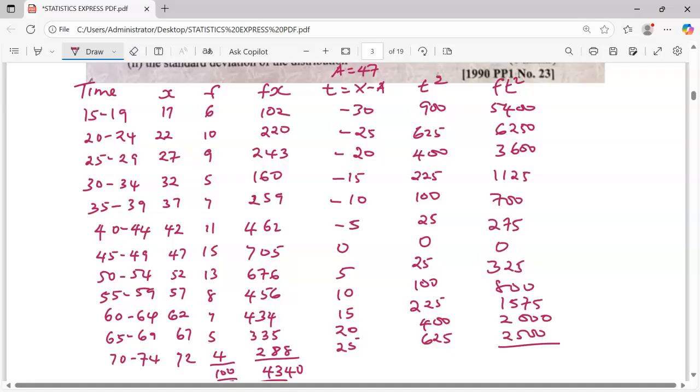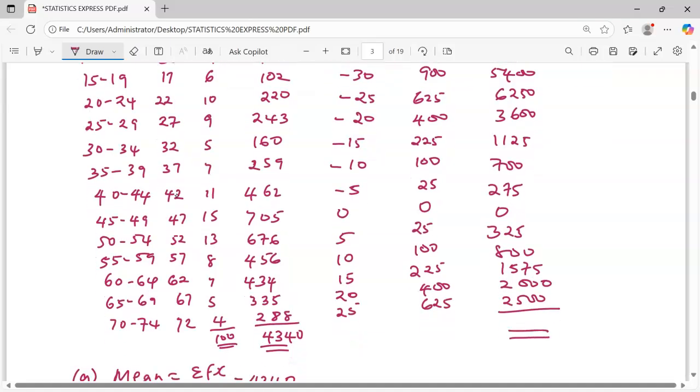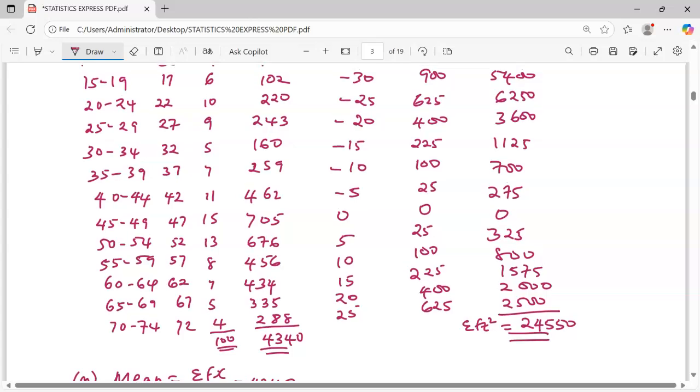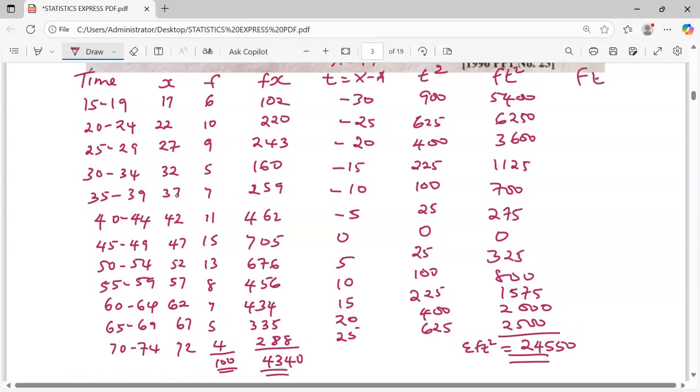After getting ft squared, we need to get the total of ft squared. That is the summation of ft squared, which is going to be 24,550. Next, I'm going to get ft, so that I'm going to use it to get the mean of t. Ft is frequency times the deviations.